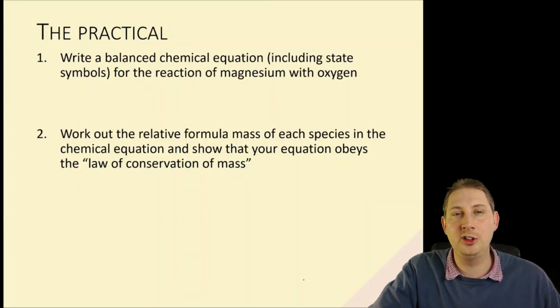The practical we're going to do today is the oxidation of magnesium. So first, write a balanced chemical equation, including state symbols, for the reaction of magnesium with oxygen gas. Then 2, work out the relative formula mass of each species in the chemical equation and show that your equation obeys the law of conservation of mass. I strongly advise you to pause the video and have a go at these questions before continuing.